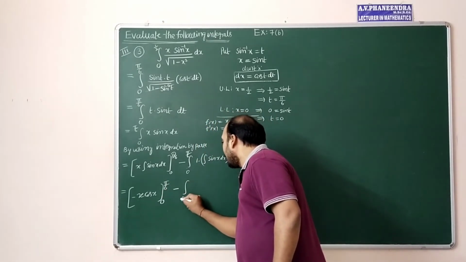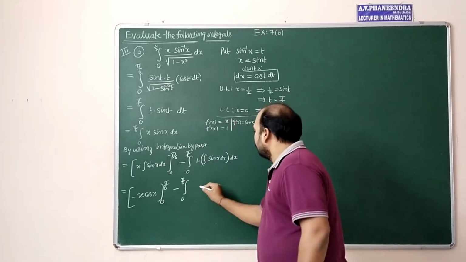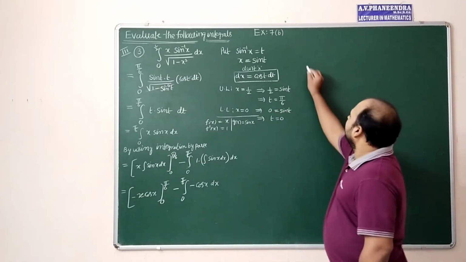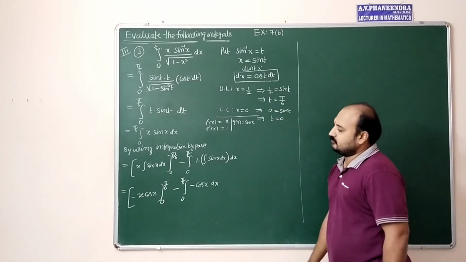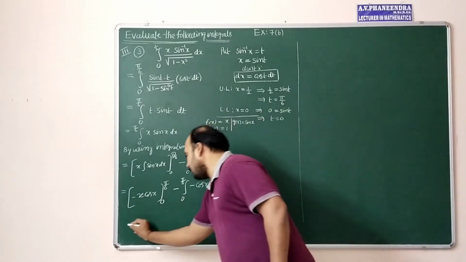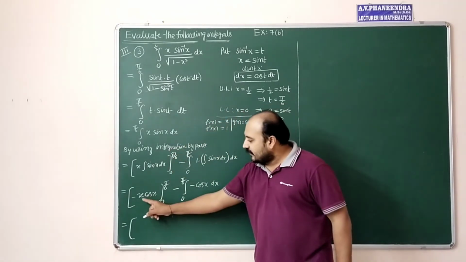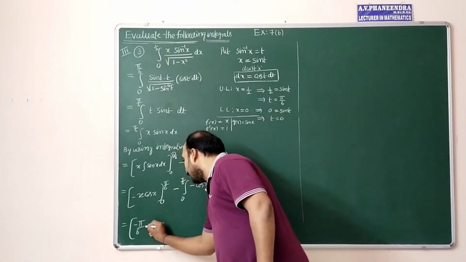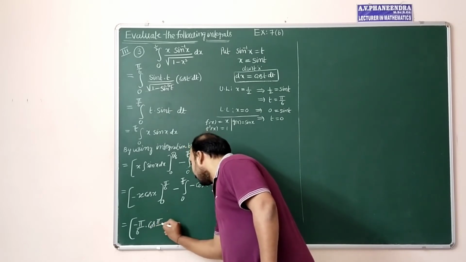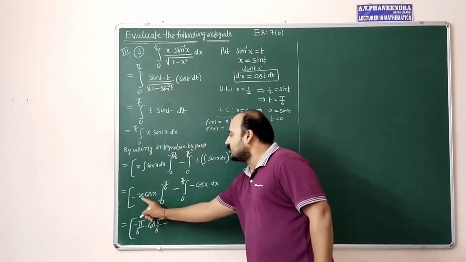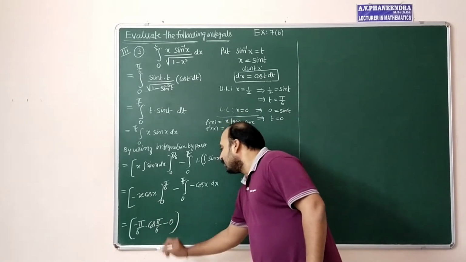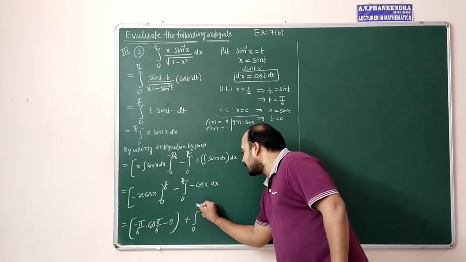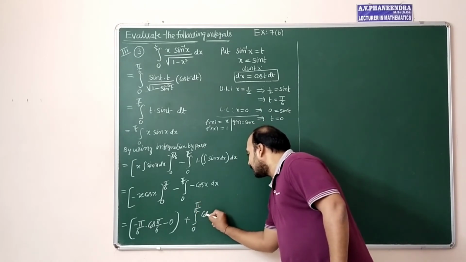Minus integral 0 to pi by 6 minus cos x into dx, which also can be written as, here, first in place of x upper limit, minus pi by 6 into cos pi by 6, minus x is equal to 0, that means this value goes to be 0 now. Minus into minus is plus, integral 0 to pi by 6 cos x dx.